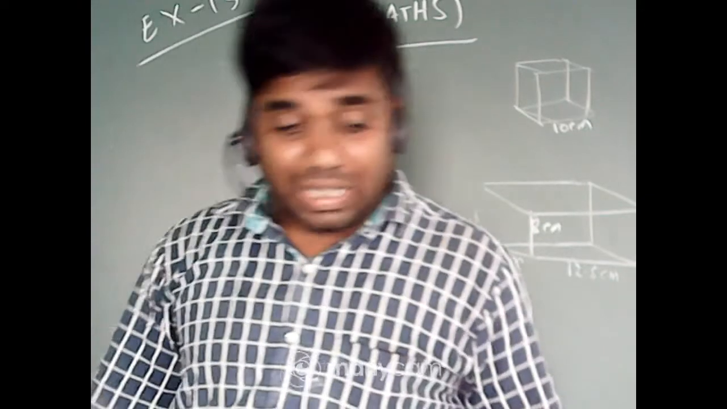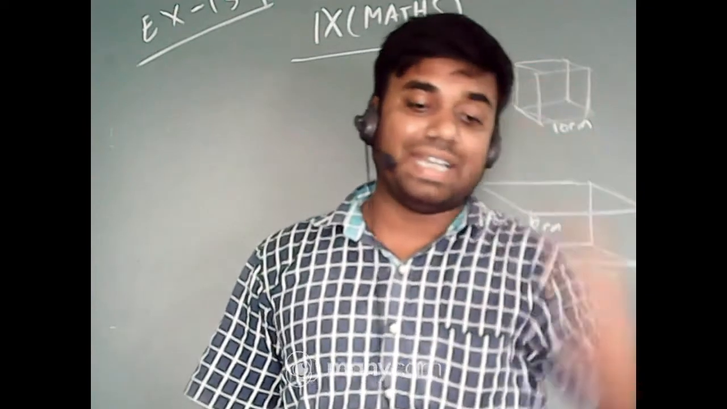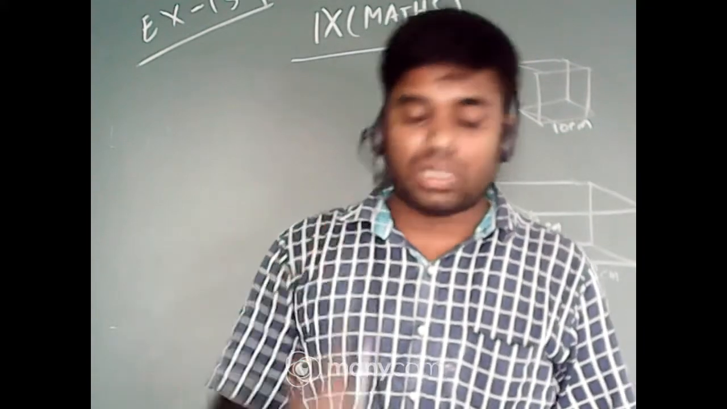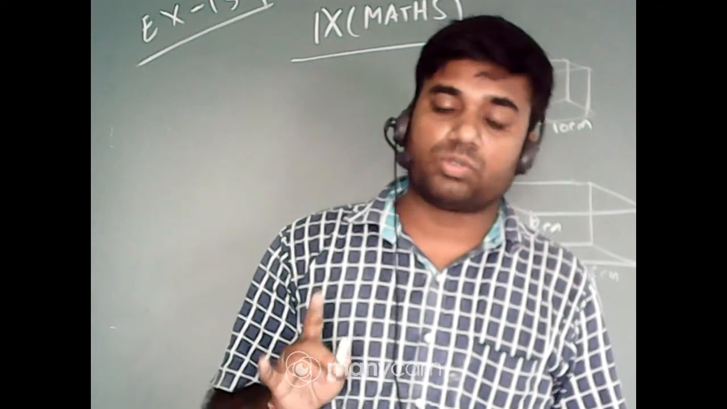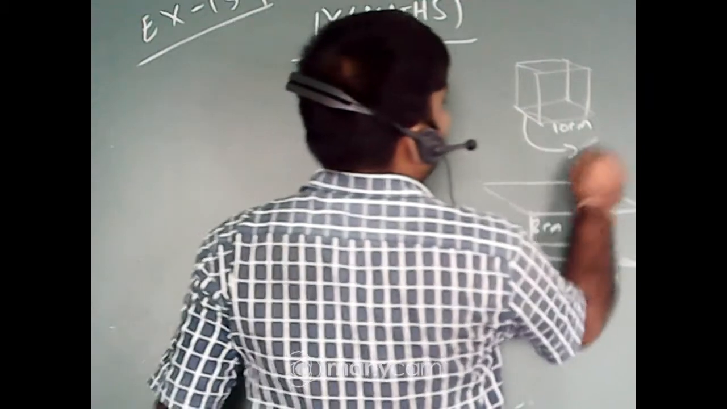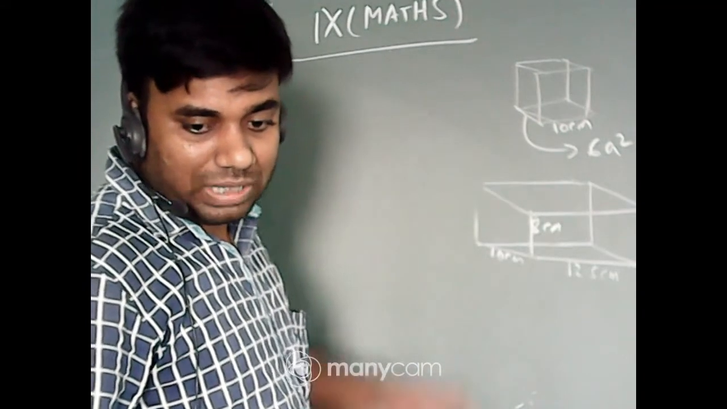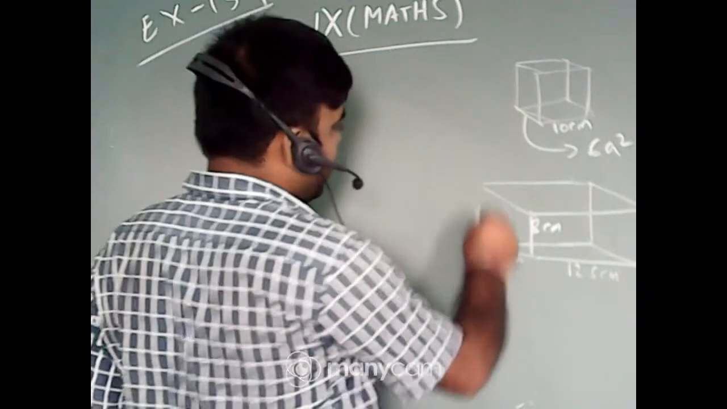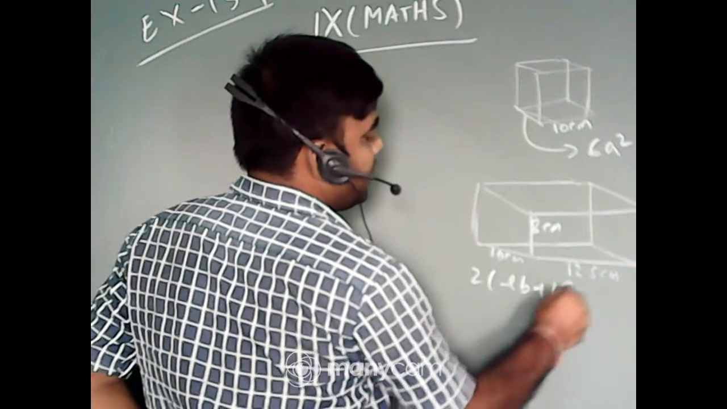Now the total surface area. First of all, what is the total surface area of a cube and a cuboid? Can you tell me the total surface area of a cube? The total surface area of a cube is 6a square. And the total surface area of a cuboid is 2 into (LB plus BH plus HL).